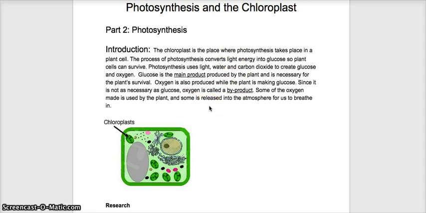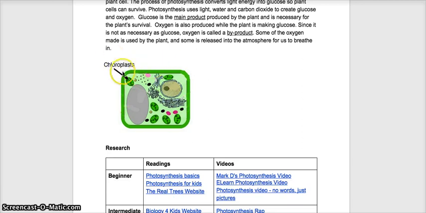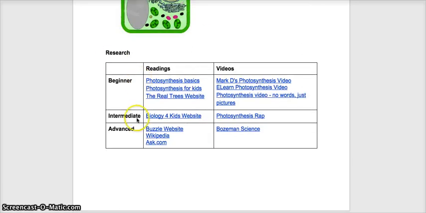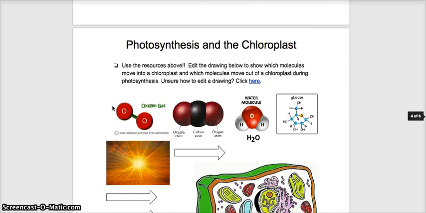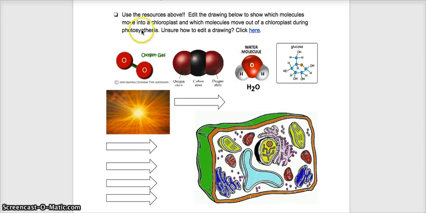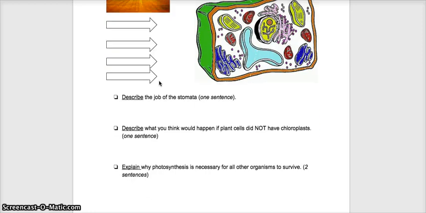So read the introduction, picture of a plant cell with a chloroplast, resources, and then this is what we're asking you to do. Use the resources, edit the drawings to show which molecules move into a chloroplast and which move out of a chloroplast. If you don't know how to edit the drawing, click on that link right there. It will show you how to do it.